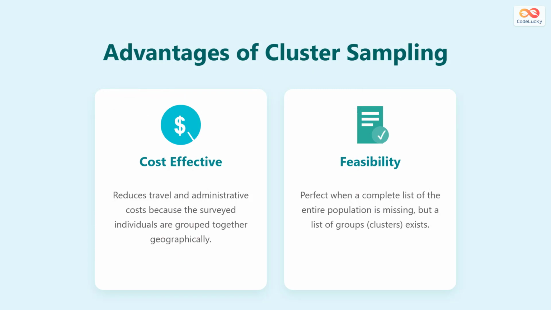Why would we use this method? The biggest reason is cost. It is much cheaper and faster to visit a few specific locations than to travel everywhere. It is also very feasible when you do not have a list of every person in the population, but you do have a list of the groups, like a list of all schools or hospitals.